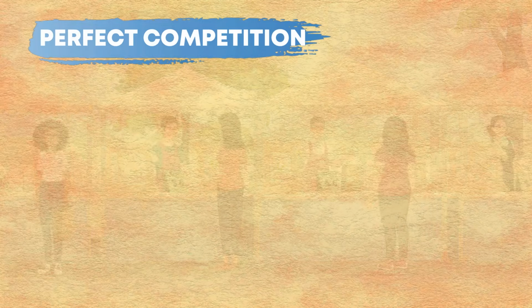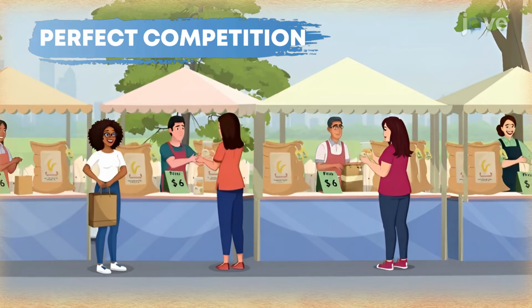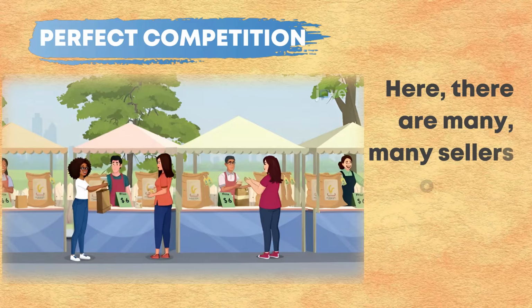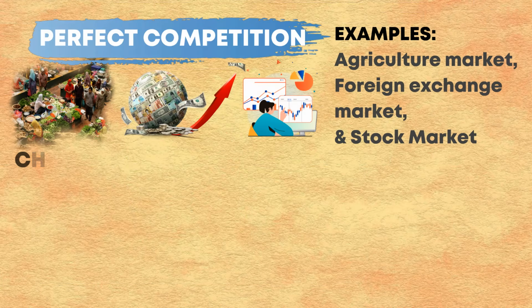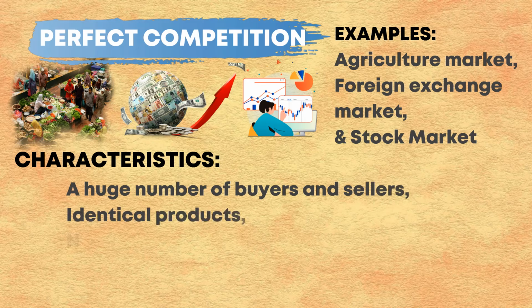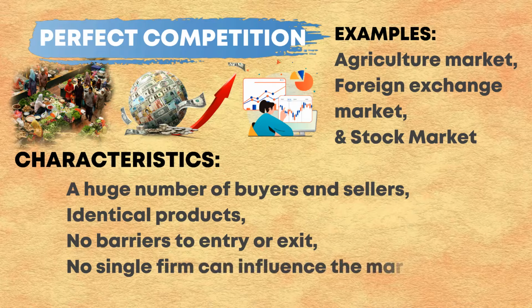Finally, we have perfect competition. This is the ideal, theoretical market structure, though it's rare to find in its purest form. Here, there are many sellers offering identical products. In this structure, a huge number of buyers and sellers, identical products, no barriers to entry or exit, and no single firm can influence the market price. They are price takers.